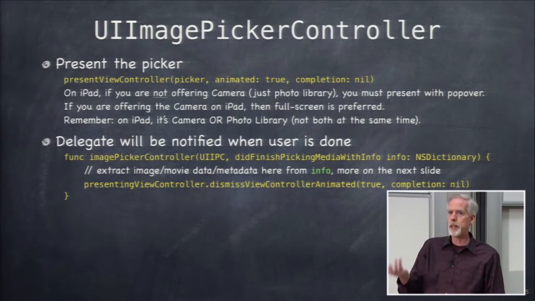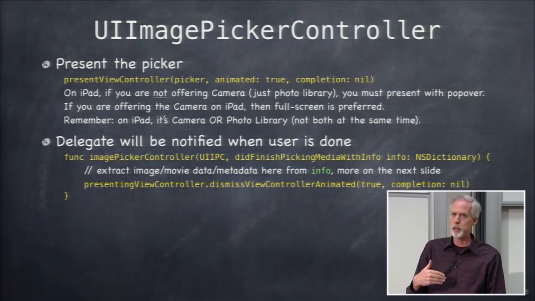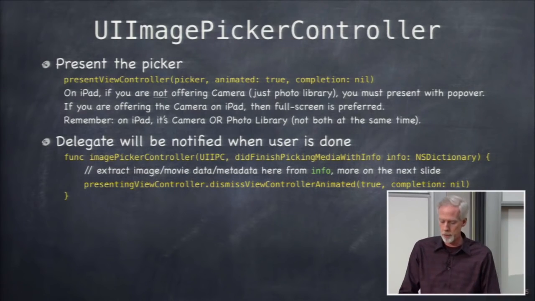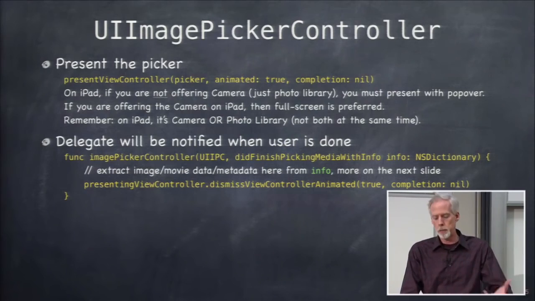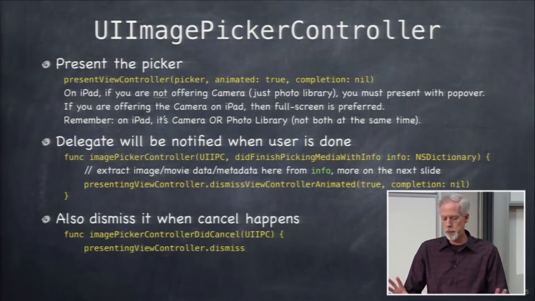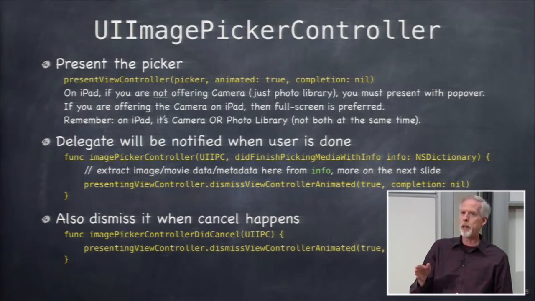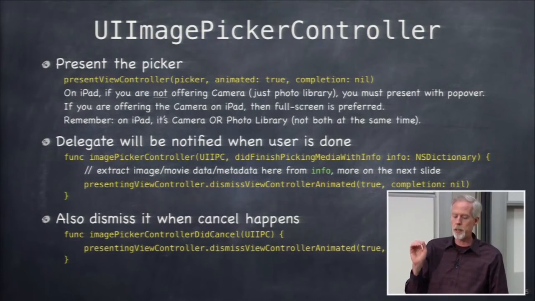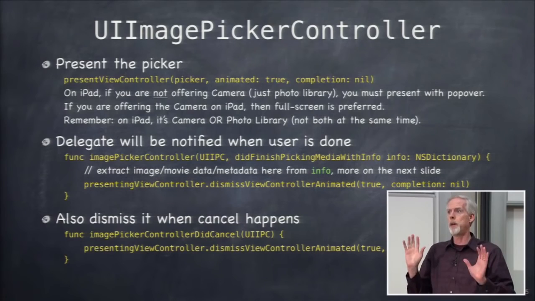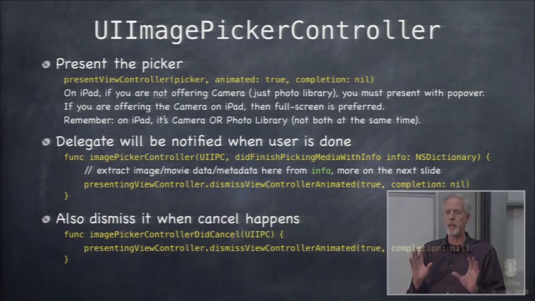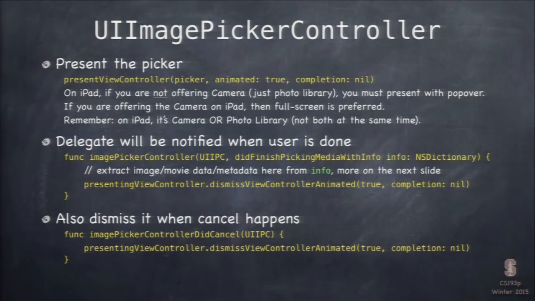But I just want to emphasize that, again, you dismiss by sending a message to the presenting view controller, which is probably going to be you. And you'll see in the demo, we're going to do this, and we're just going to call dismiss directly. We don't have to say presenting view controller. The other delegate method you're going to get of interest is image picker controller did cancel, and that means they hit cancel. So now you don't want to use the image that they were taking. So in that case, you just need to dismiss. Okay? So that's it. Those are the two delegate methods you get.